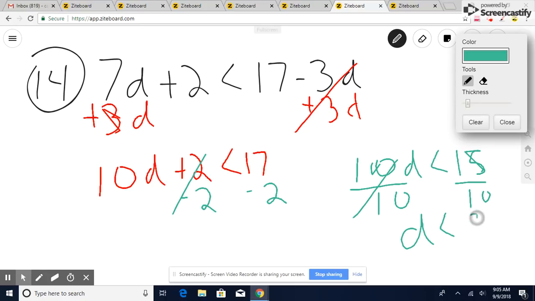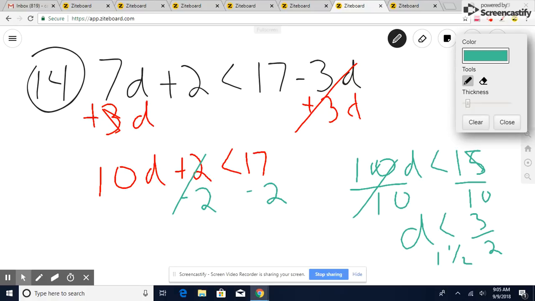So I can end up with 3 over 2. Could also end up with 1.5, 1 1/2 or 1.5. Okay. So either one of those. All right. Now, those are the 6 examples that we're going to do.